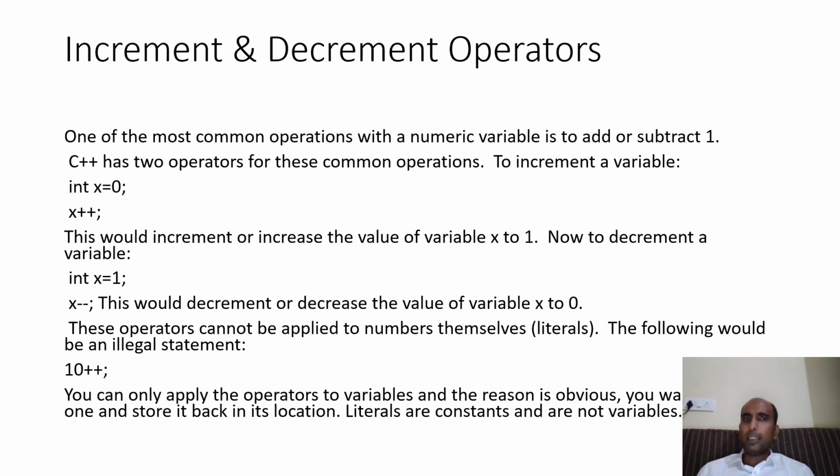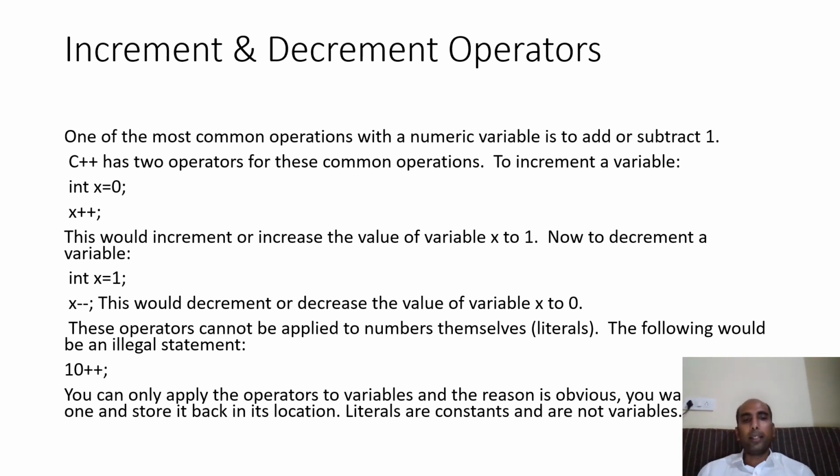So let me read the slide. One of the most common operation with a numeric variable is to add or subtract 1. C++ has two operators for these common operations. To increment a value, so you are looking here, what is x plus plus? Means we have performed post-increment. And then the earlier value was 0. After post-increment, the value will become 1. And then the same you are seeing here, x minus minus means post decrement. The earlier value was 0, then it becomes minus 1. If the earlier value is 1, in this case, that becomes again 0.